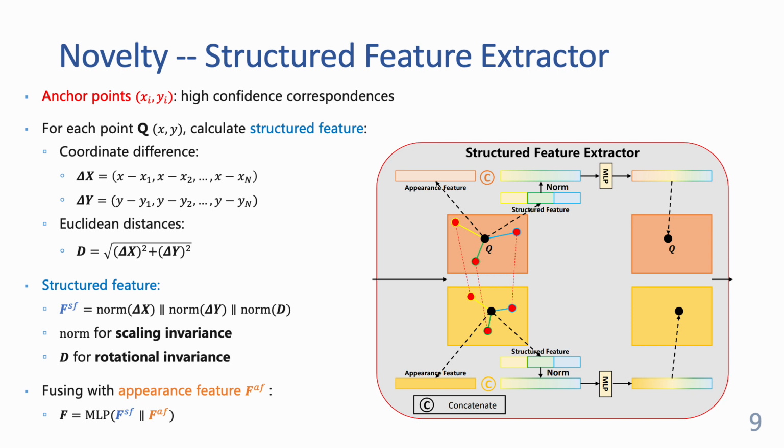Here, we apply L1 normalization for scaling invariance, and use normalized Euclidean distances to enhance rotational invariance. After that, we fuse structured feature with appearance feature by a concatenation and MLP layer. In this module, relative positional information with reference to anchor points is encoded into the output.